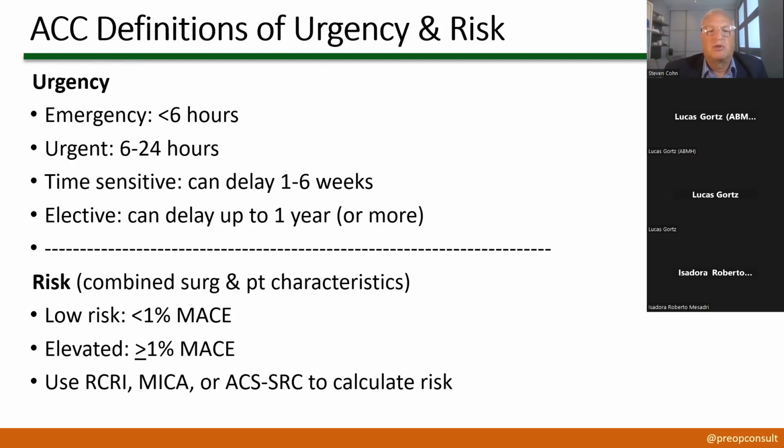As far as risk goes, they say combine surgical and patient characteristics and calculate whether the patient is at low risk, which they say is less than 1% chance of major adverse cardiac events, or elevated risk, which is 1% or more. I personally like the old classification where they had low risk less than 1%, intermediate risk between 1 and 5, and high risk over 5%, but they changed it in the last set of guidelines. And they recommend one of 3 calculators to decide on whether the patient is low or elevated risk, and we'll talk about them.